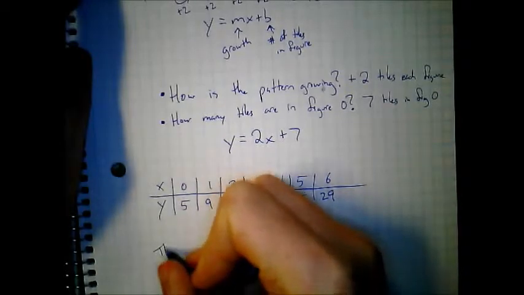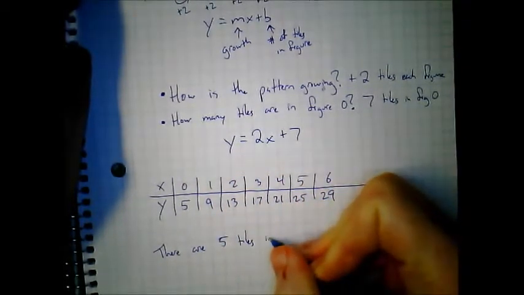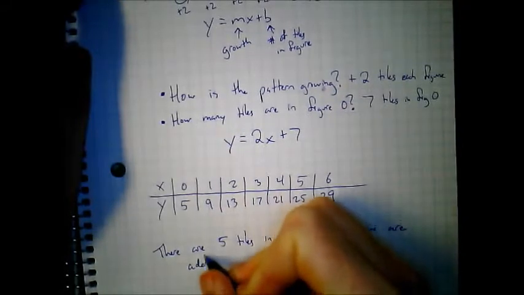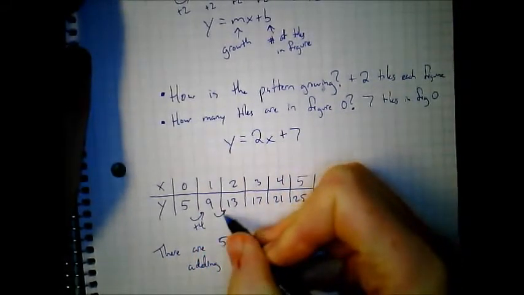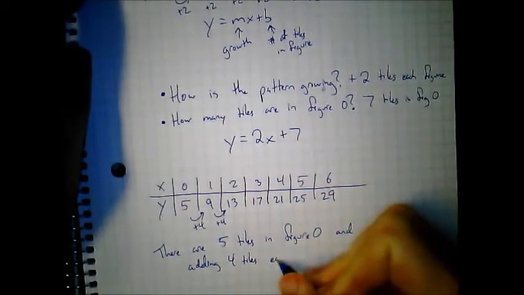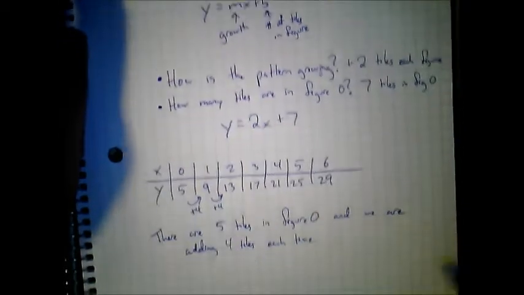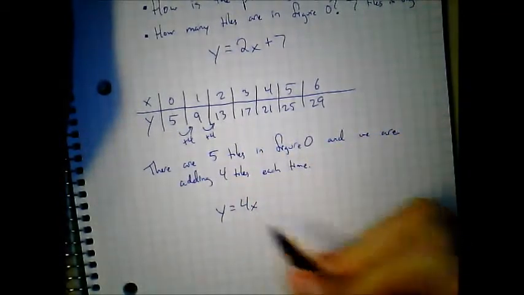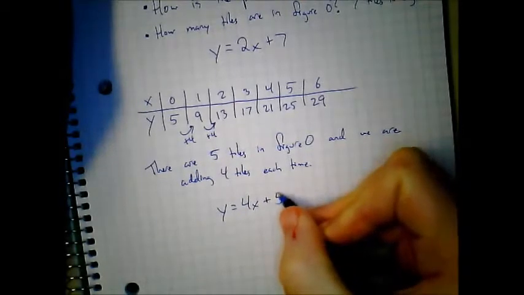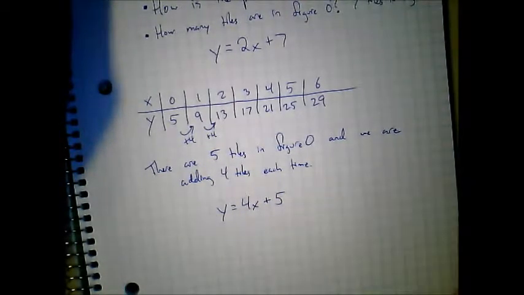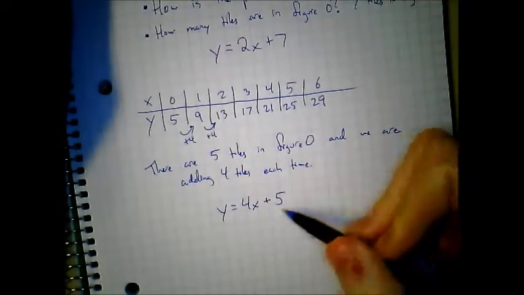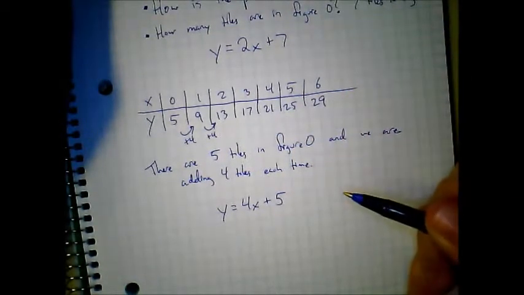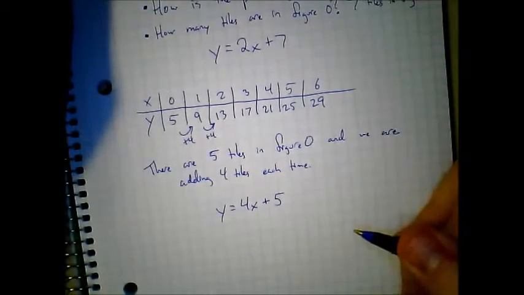So we see there are 5 tiles in figure 0, and we are adding 4 tiles each time. So our rule is simply, this 4 is our growth, so we have y equals 4x, because we're adding 4 repeatedly. So we have 4 times our figure number, and we're adding that to our original 5 tiles in figure 0. So we have y equals 4x plus 5, and let's check our work with some numbers in the table. 4 times 3 is 12, plus 5 is 17. 4 times 5 is 20, plus 5 is 25. Okay, so y equals 4x plus 5 is our equation.